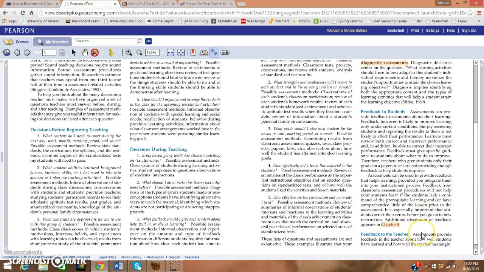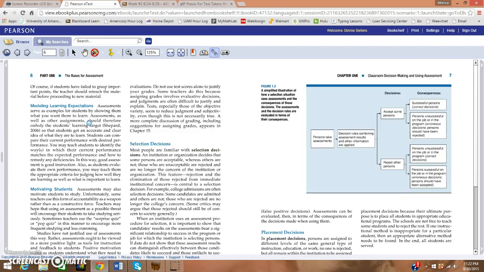Now, feedback for the teacher lets the teachers know if the students have grasped the information, and if not, you may need to reteach that lesson for them. And then the next section is modeling learning expectations. And this is assessment should embody the learning target. You should be able to compare your current performance with your desired performance.